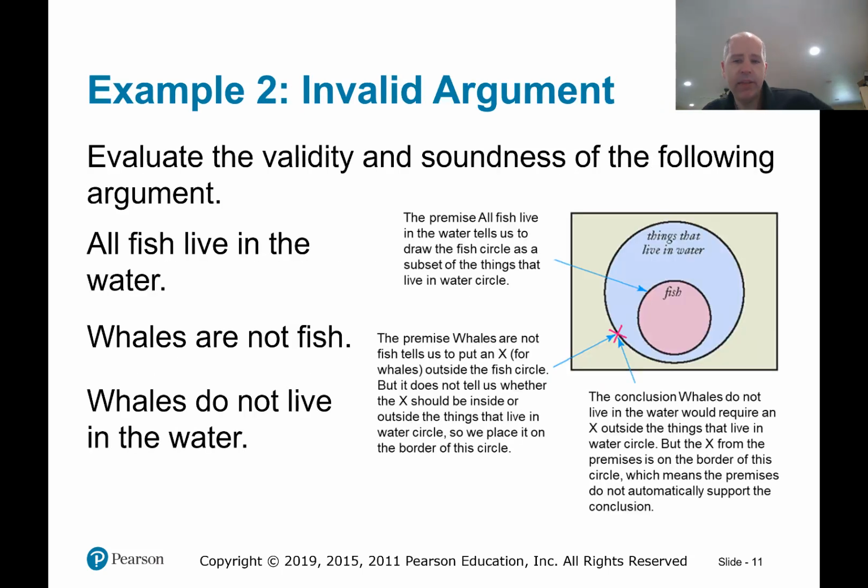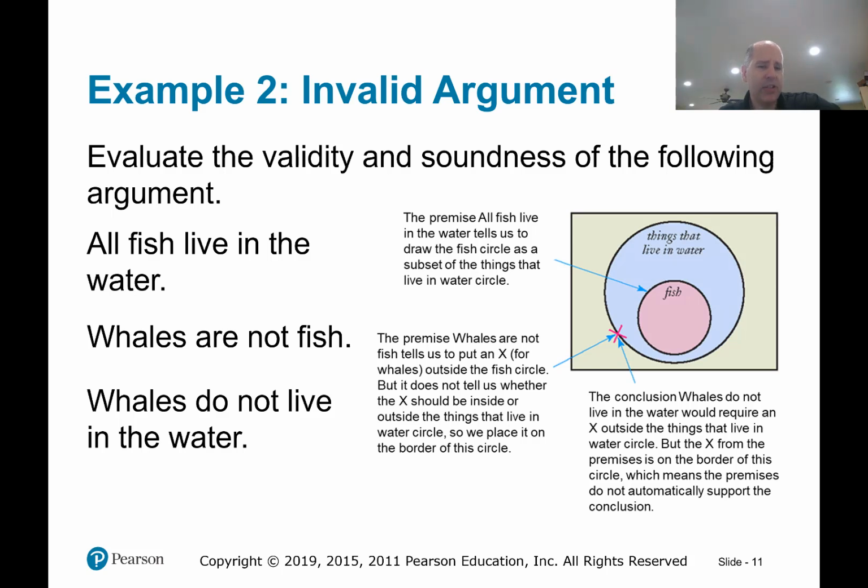So we know this from before, right? So here we have our concentric circles. And so our argument is that, one, all fish live in water. So that's one premise. Whales are not fish. That's premise number two. And then the conclusion is whales do not live in water. Okay, now, obviously this is not true. So this is invalid.